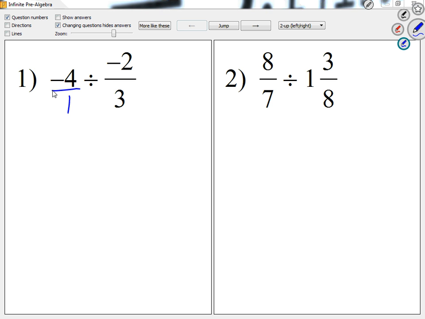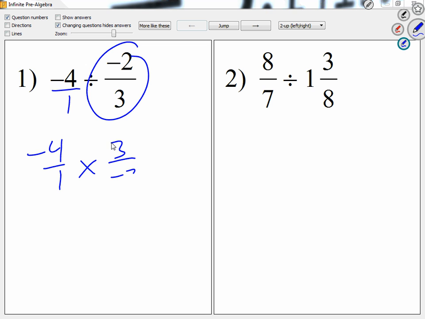But now, I know multiplication was easy, because we just multiplied straight. Multiplication was easy. So division, we're going to change it to multiplication. The only difference is the second fraction, I'm going to flip it. What I mean with that, I'm going to go negative 4 over 1 times 3 over negative 2. The second fraction, flip it. We call that reciprocal.